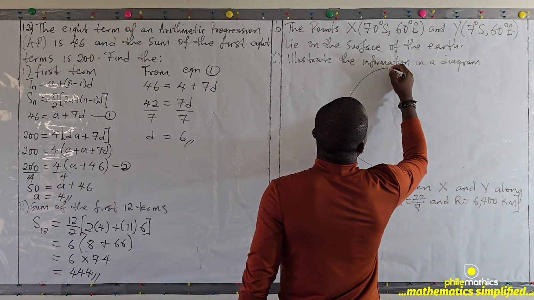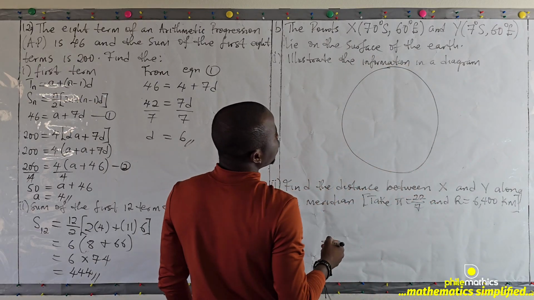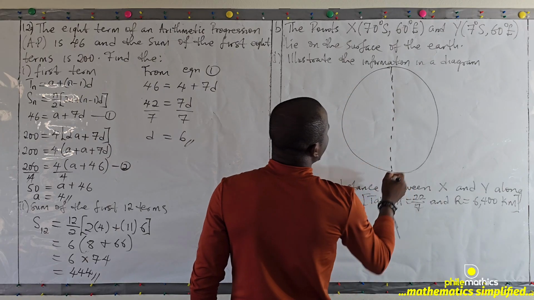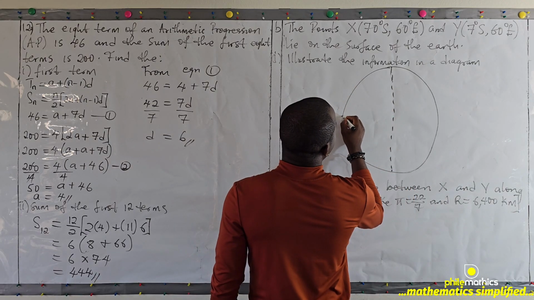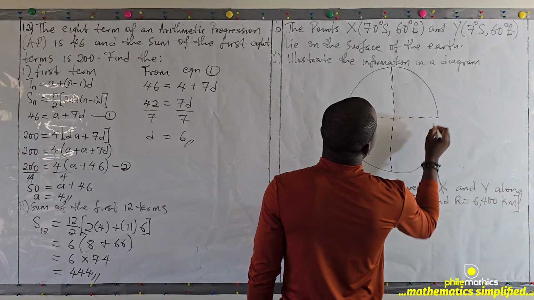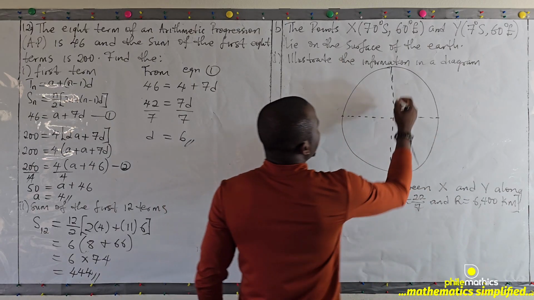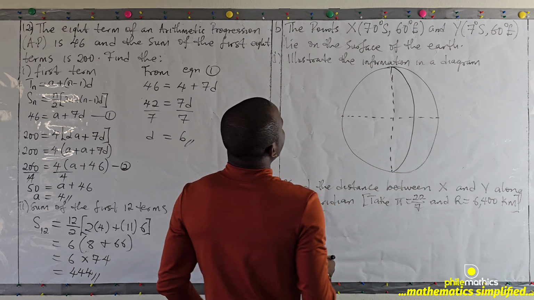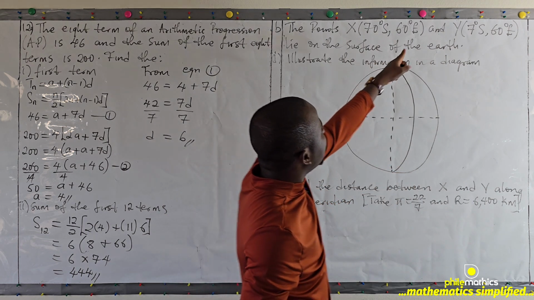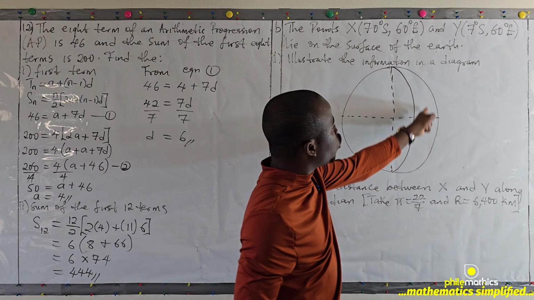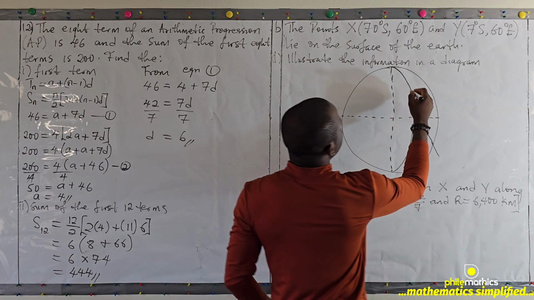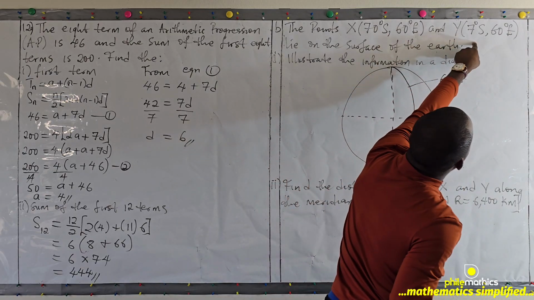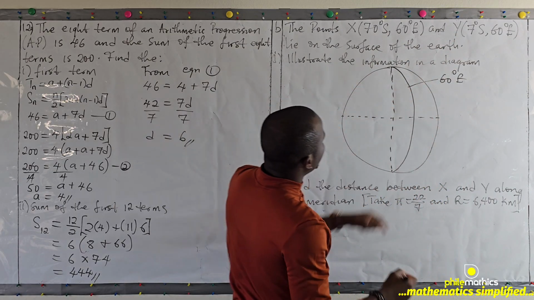So let this be the earth surface, and this is the line that runs from the North Pole to the South Pole. And this is the line of equator. These are lines of longitude. So since we are interested in east, which is what I've drawn now, let's call this 60 degrees east, and south. So this is south, this is north.